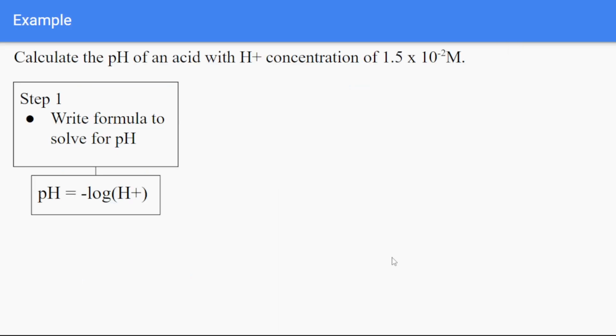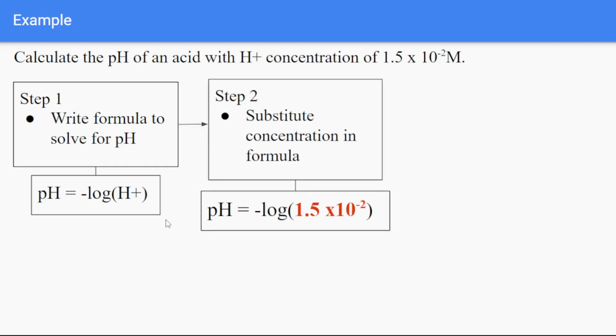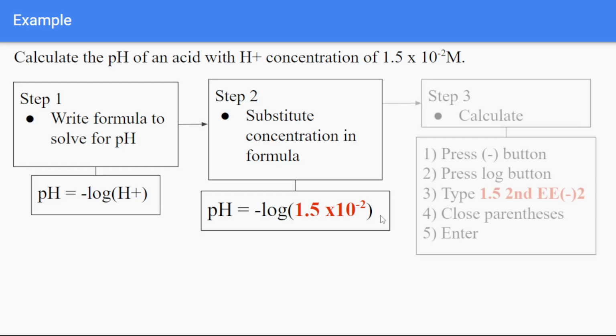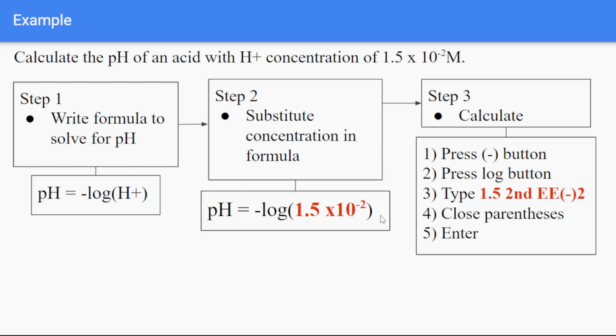When we calculate pH, you need the concentration of hydrogen ions. First step, write the equation. pH is equal to the negative log of the hydrogen ion concentration. Then you substitute your concentration into the equation. But when you're typing it in the calculator, you're doing something that you probably don't do that often. You probably don't use logarithmic functions very often.